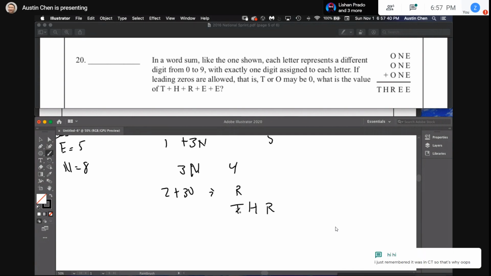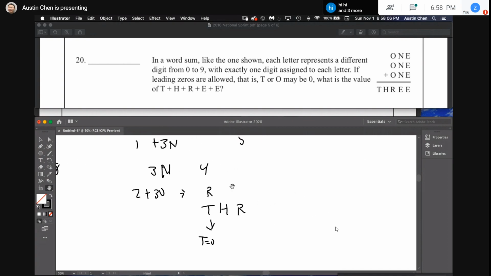We have 3 digits. So normally you can't have 3 digits summing up to a 3-digit number, right? So that tells us that T has to equal 0, and we didn't use anything equals 0 before, right? So T equals 0 so that we only have a 2-digit number that the 3 O's sum to. Okay, now what do we have? Now we have 2 plus 3 O will equal HR, right?